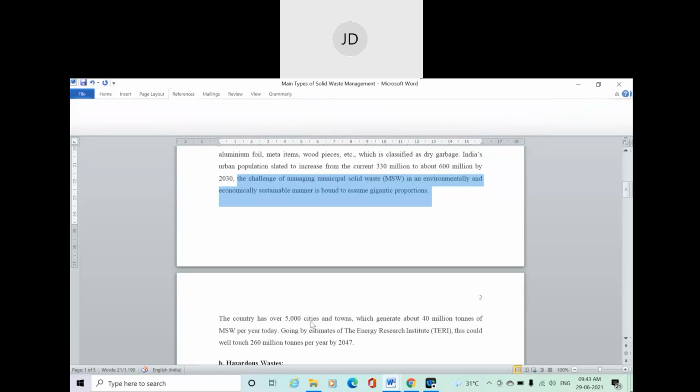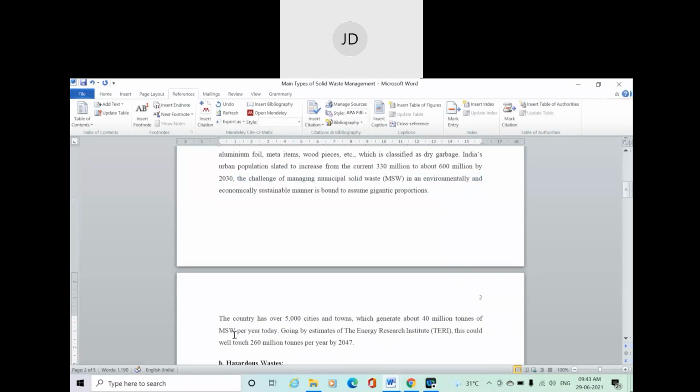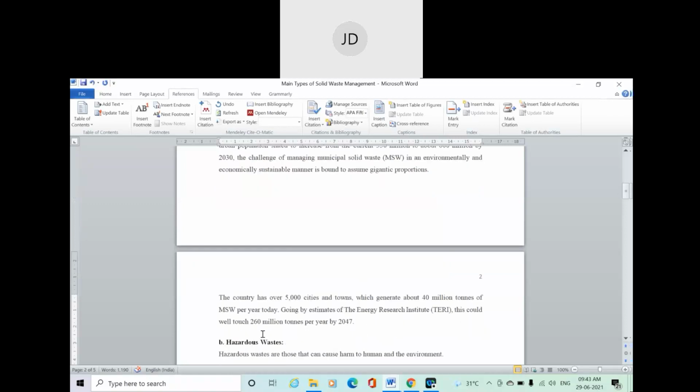So it's some data I have given here. India has over 5,000 cities and towns which generate about 40 million tons of MSW, that is municipal solid waste, per year today. Going by the estimate of the Energy Research Institute, this could touch 260 million tons per year by 2047. So it's a forecast. If waste generation continues at this rate, it will reach 260 million tons per year by 2047. So it is very important to take municipal solid waste management seriously.